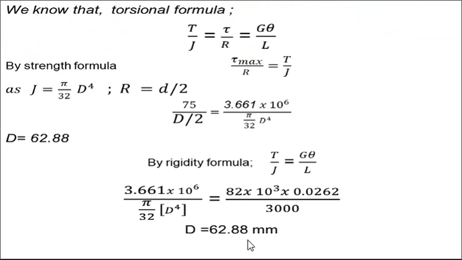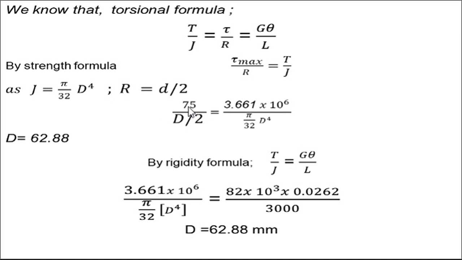Once the torque is determined, we know the torsional formula: T upon J is equal to tau upon R is equal to G theta divided by L. As per the strength criteria, we have tau max divided by R is equal to T upon J. In this equation, J is the polar moment of inertia, pi by 32 into d raised to 4. R is the radius of the shaft; because the diameter is there, divided by 2 we can determine the R value. So put all these values here.